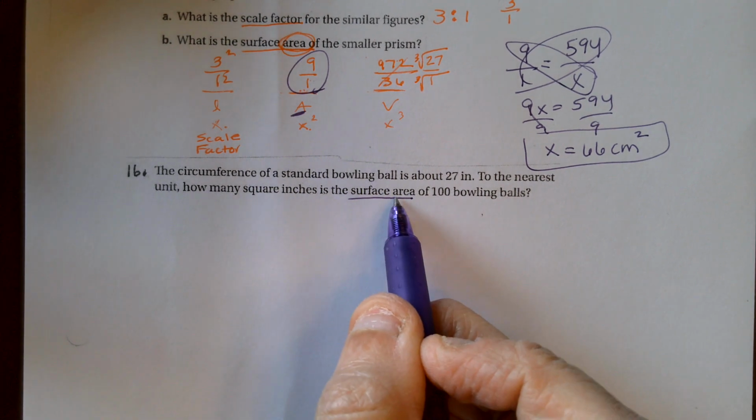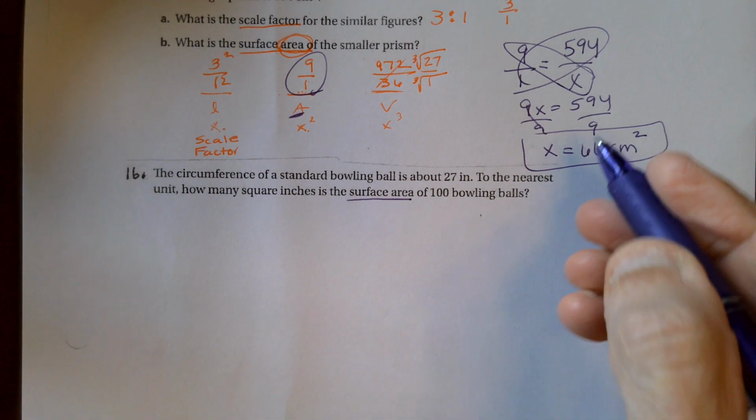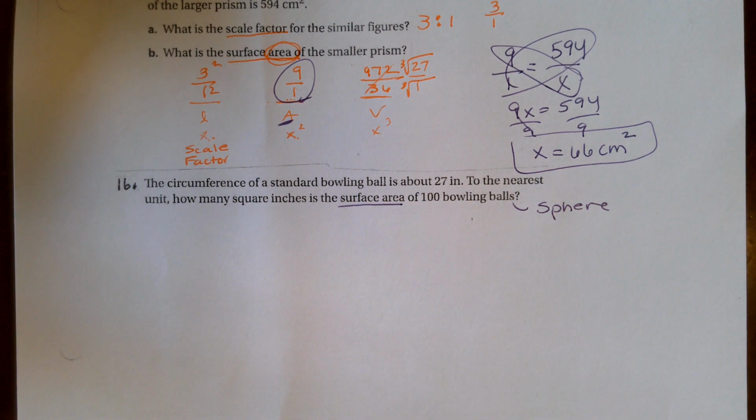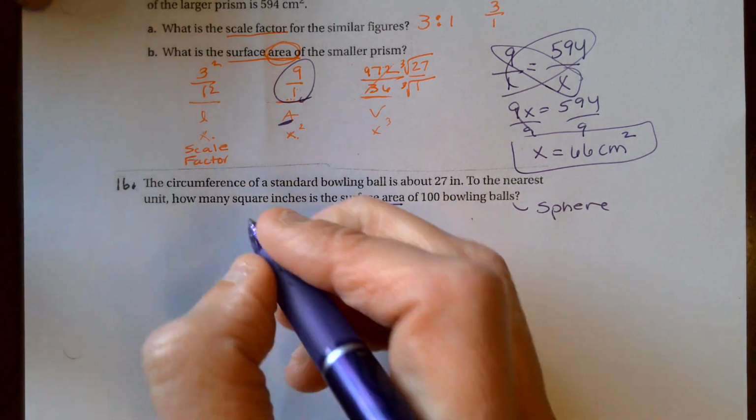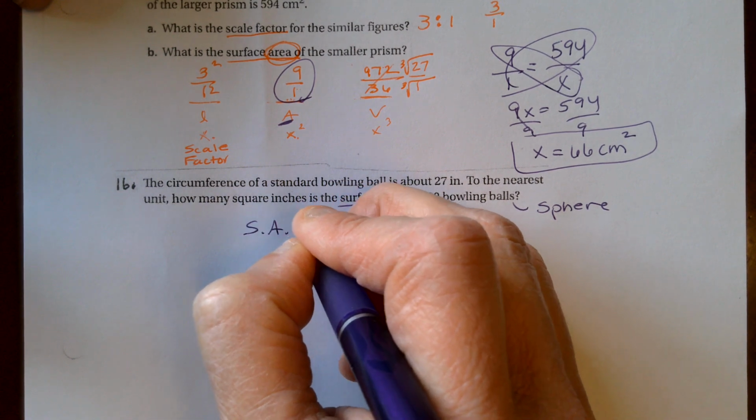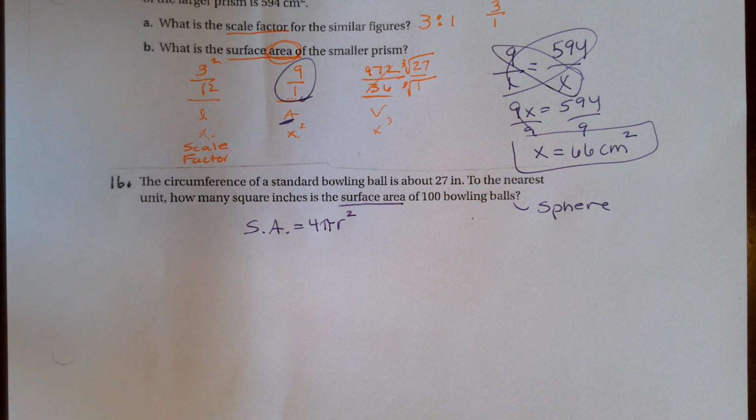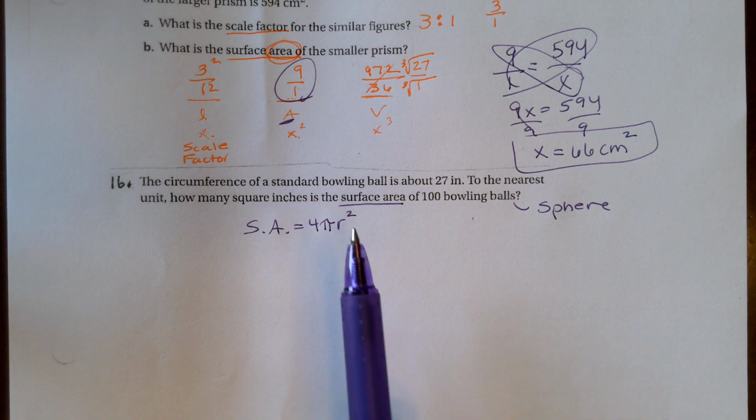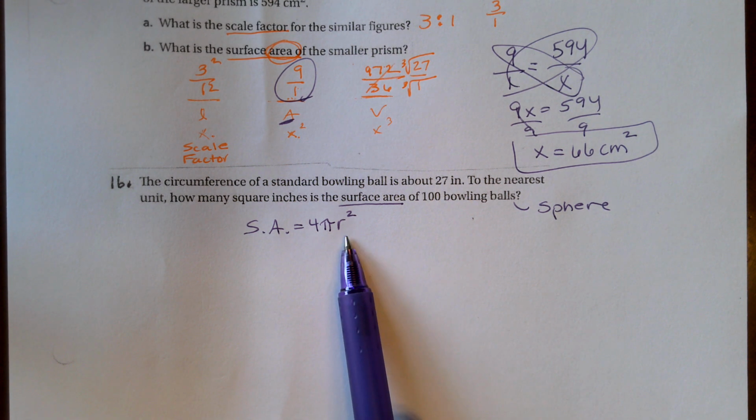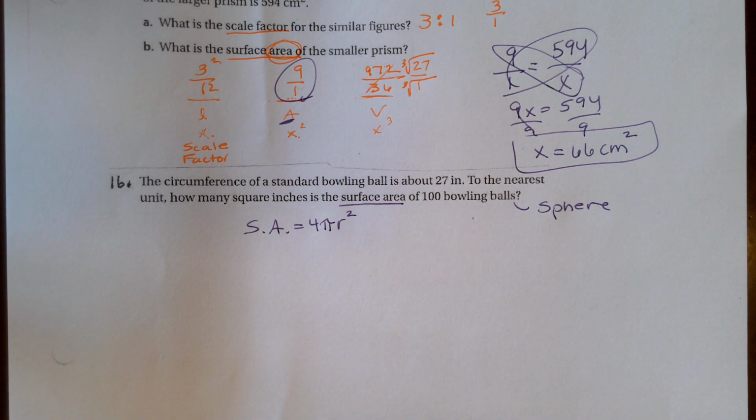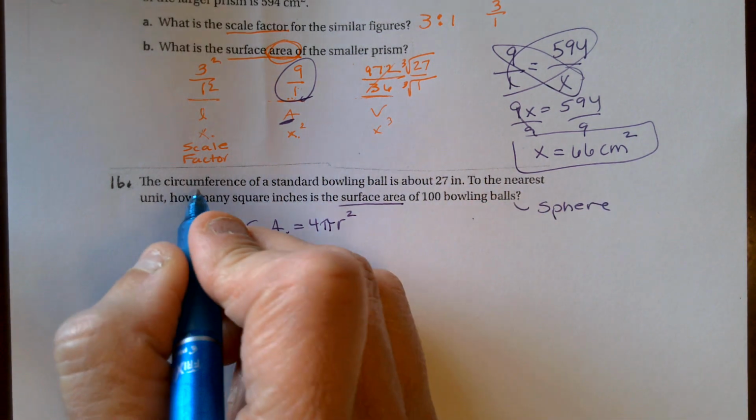So back to this. We're looking for surface area of a bowling ball. A bowling ball is a what? It's a sphere. So I'm going to do surface area for a sphere. 4 pi r squared. Great. This is a simpler formula. All I need is the radius. The problem is, they didn't give me the radius in here, but they gave me something so I could figure out the radius. Okay, so they told me what is 27.